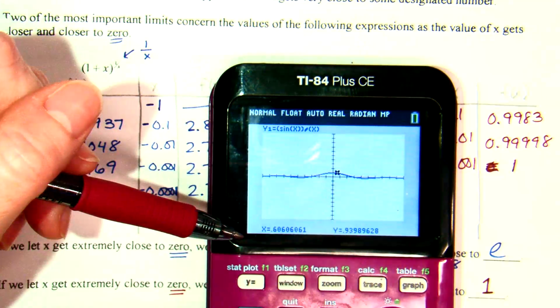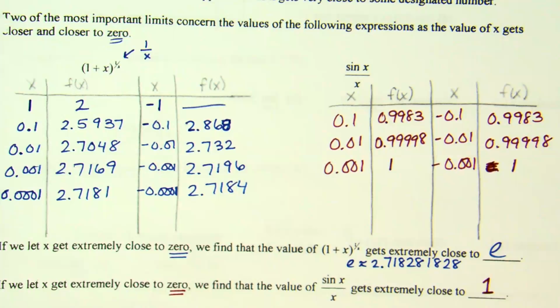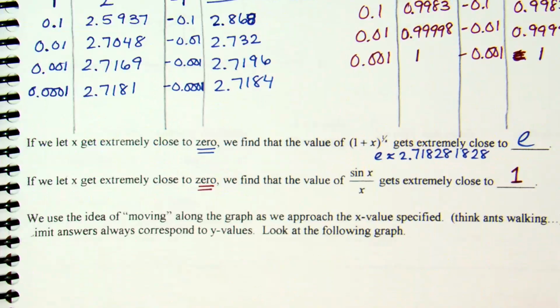In order to talk about a limit, it doesn't have to exist at that value. It just has to be getting closer and closer to that value. So you'll notice down below it talks about how we use the idea of moving along the graphs as we approach the x value specified. So, we're walking closer and closer to that x equals 0. Limit answers always correspond to y values. So it's always what would that output be?